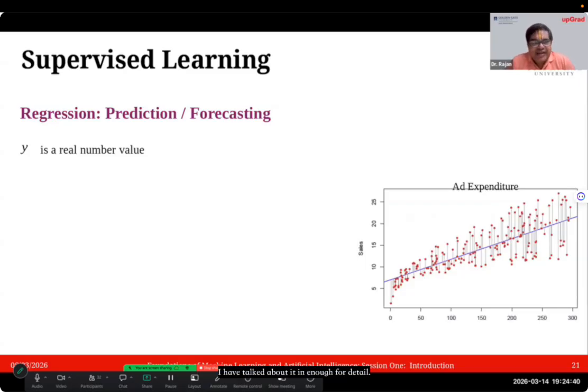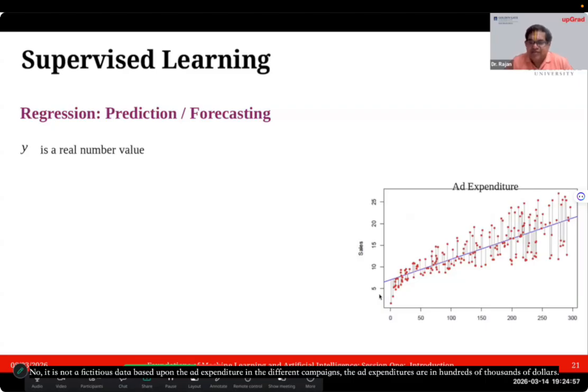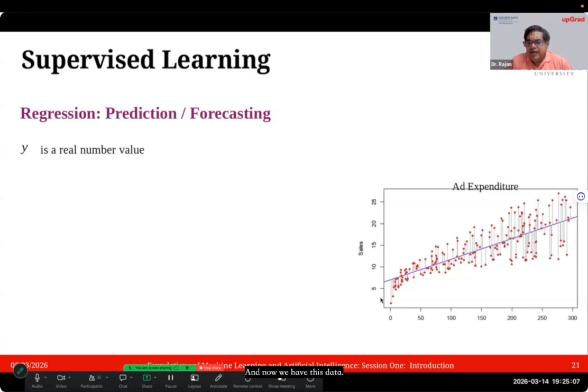So, prediction of the value of a continuous number. For example, here is the prediction of sales in millions of dollars, fictitious data, based upon the ad expenditure in the different campaigns. The ad expenditures are in hundreds of thousands of dollars. Now we have this data.